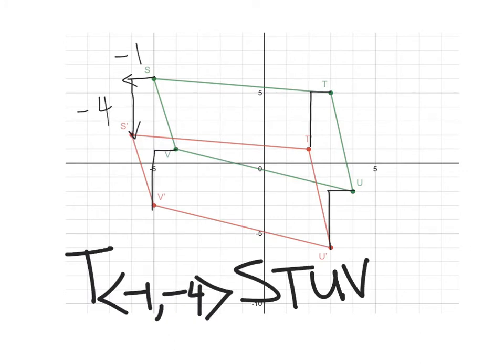Again, this is a rigid motion. It preserves the size and the shape of the image and the pre-image. The next thing we'll talk about is the composition of transformations. So when we compose transformations, we apply multiple transformations to a figure.